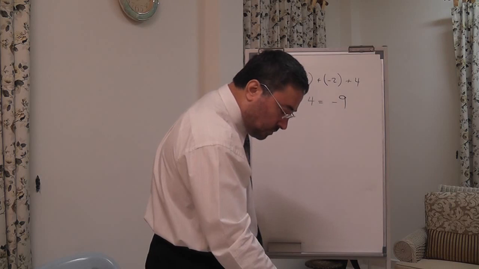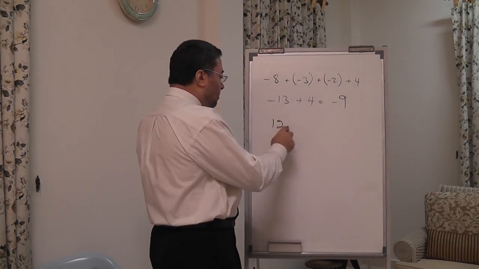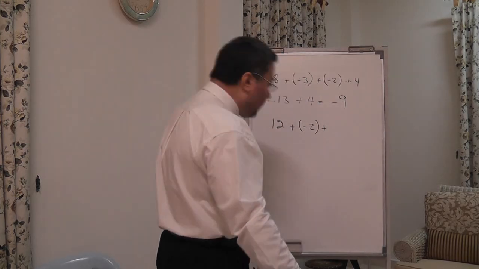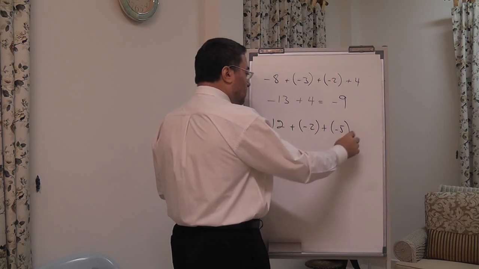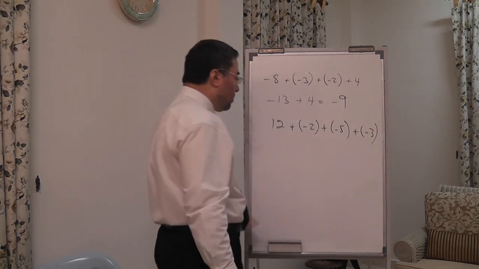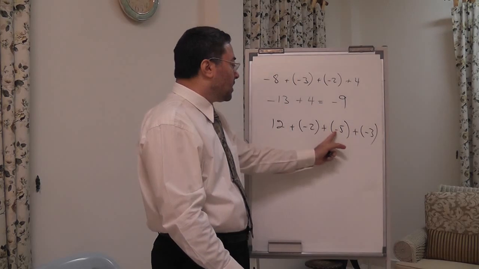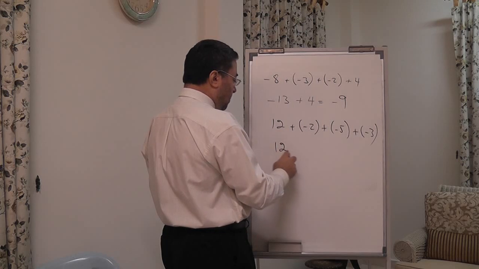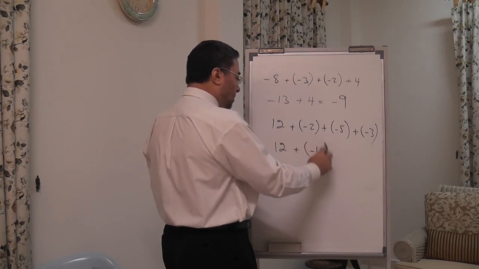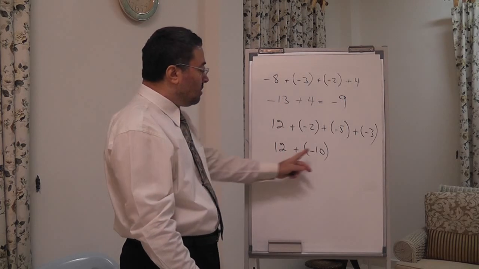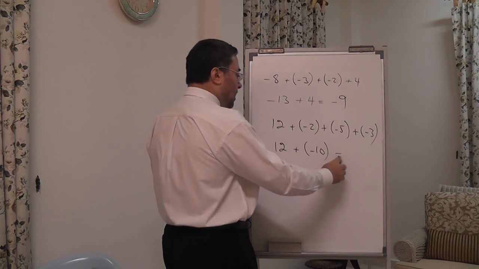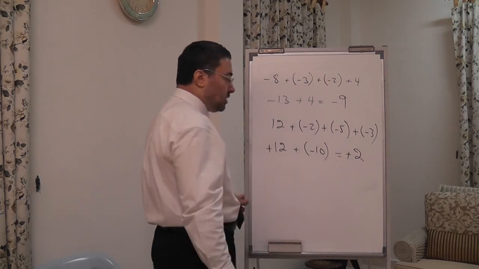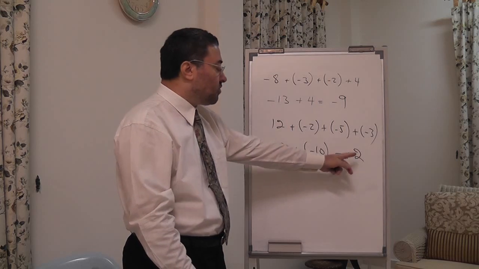Number 27, 12 plus minus 2 plus minus 5 and minus 3. Again, we have three numbers that have a negative sign in front of them. If we add them, these will be minus 10. And again, we have a positive number and a negative number. We get their difference, and that's 2. And the sign here will be the sign of the larger, and in this case, it is a plus 2. Again, we do not put the plus in front of the number.